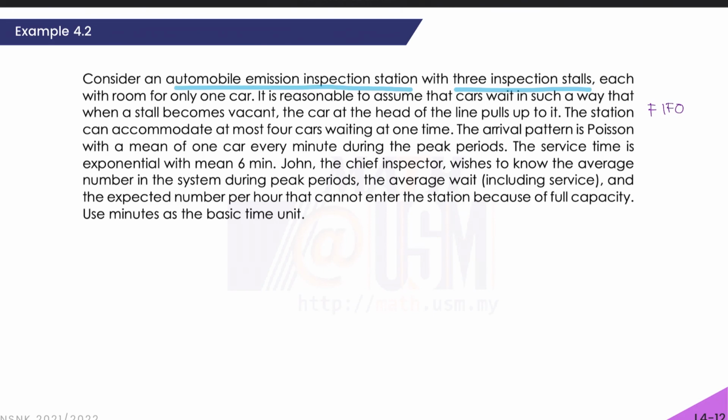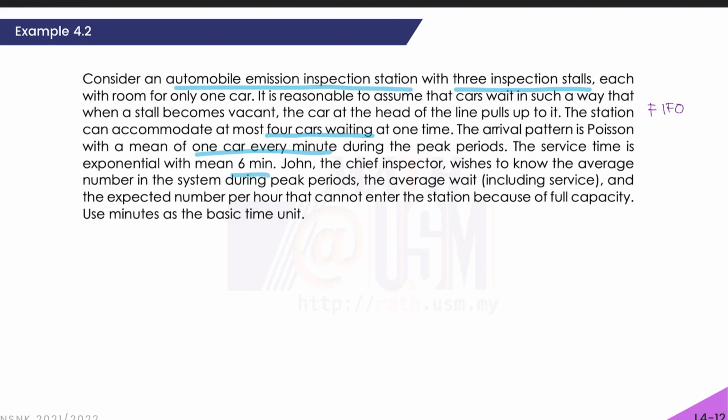The station can accommodate at most 4 cars waiting at one time. So you have 3 cars in the inspection stall, and then it can accommodate a further 4 cars waiting. The arrival pattern follows Poisson with mean of 1 car every minute during peak periods. The service time is exponential with mean 6 minutes.